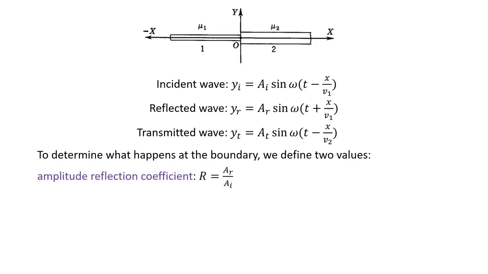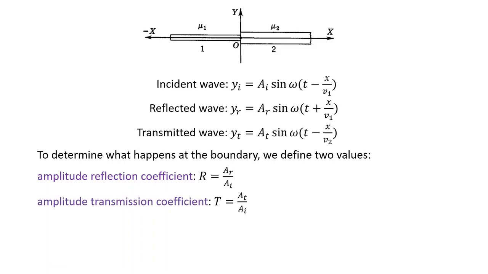Now, to determine what happens at the boundary, we're going to define two values and see if we can derive expressions for them. The first is the amplitude reflection coefficient, AR divided by AI. And here we're going to allow these A values to be negative. Only AI we're going to take as positive necessarily. So this one will always be positive, but these two we won't fix like that. We'll see what they are relative to AI. But anyway, we'll get to that.